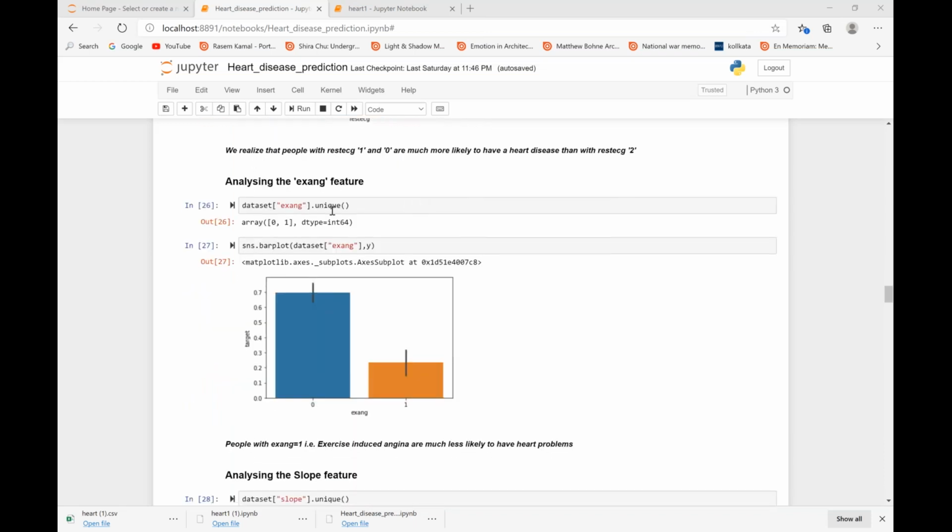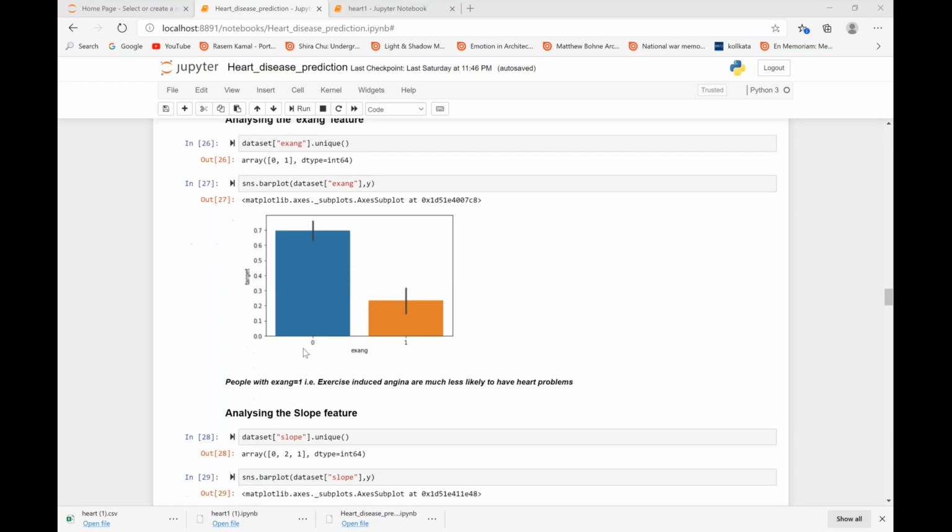And next comes the exang feature, that is exercise induced angina. Here we can clearly observe that 0 has reached its peak compared to 1. So people with a 0 exang feature are more likely to have heart disease than 1.